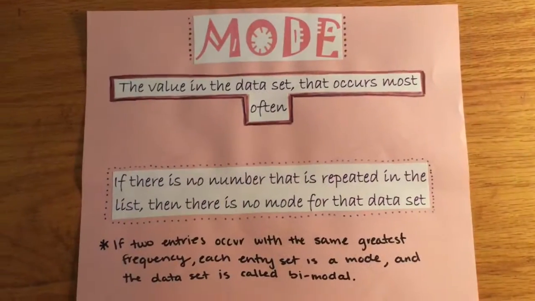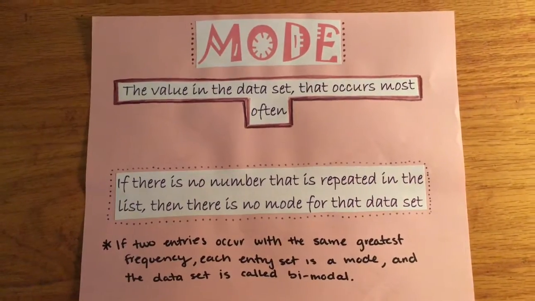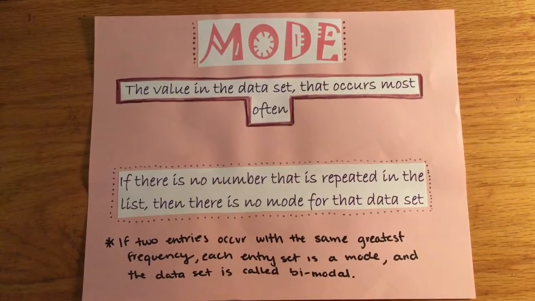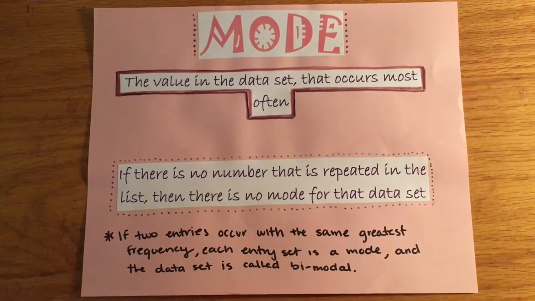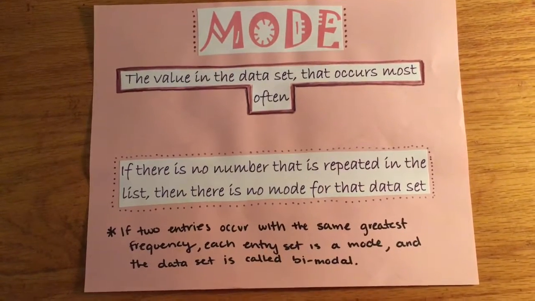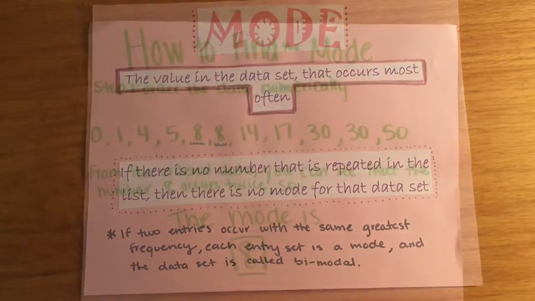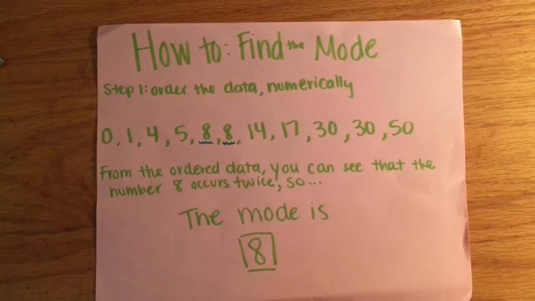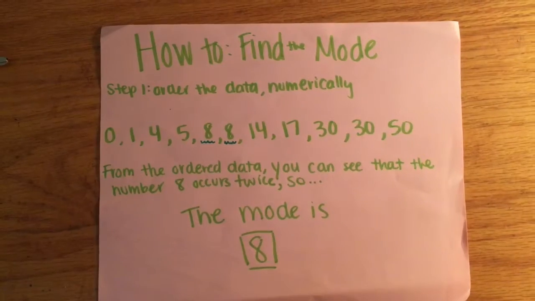The final measure of central tendency that we'll be talking about today is the mode. The mode is the value in the data set that occurs the most often. If there is no number that is repeated in the list, then there is no mode for that data set. If two entries occur with the same greatest frequency, each entry is a mode, and the data set is called bimodal. To find the mode, you must first order the data numerically. After you order the data, you can see that the number 8 occurs twice, so the mode is 8.